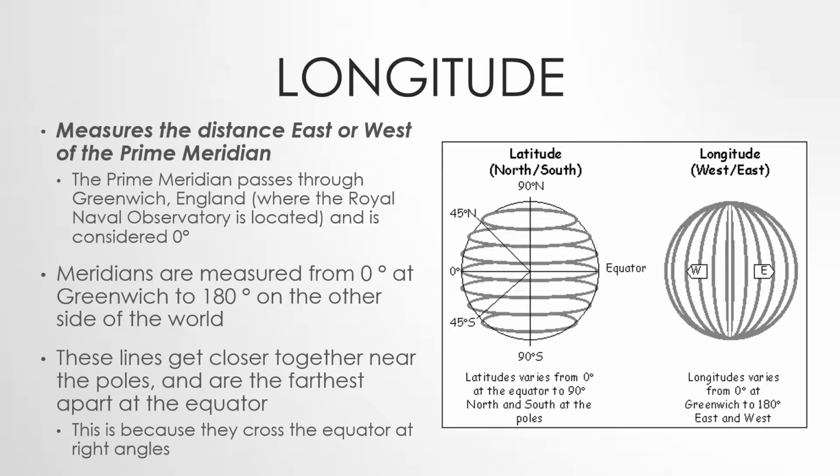These meridians are measured from 0 degrees at the prime meridian in Greenwich to 180 degrees on the opposite side of the world from England. These lines get closer and closer together when you get closer to the poles, and they're further apart the closer you get to the equator. This is because they cross the equator at right angles, so they always want to be at a right angle, meaning it makes like a perfect L shape. I know that's not perfect, but a 90-degree angle to these lines of latitude. So they kind of have to bend a little bit with the curvature of the Earth.